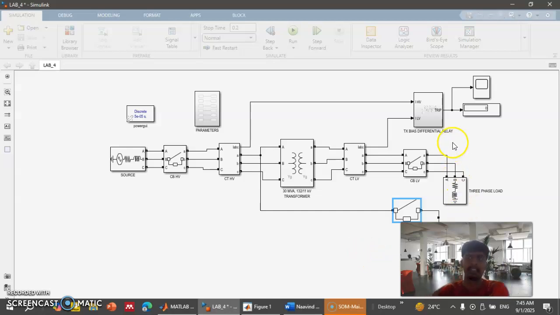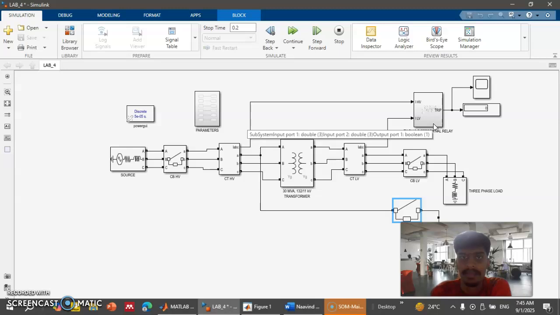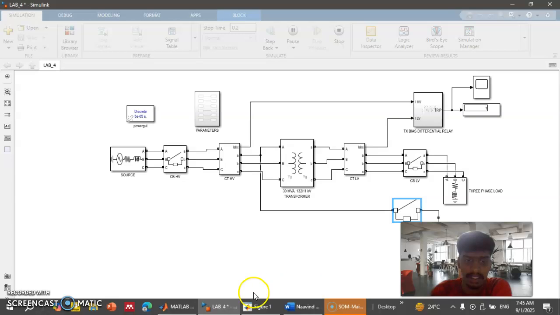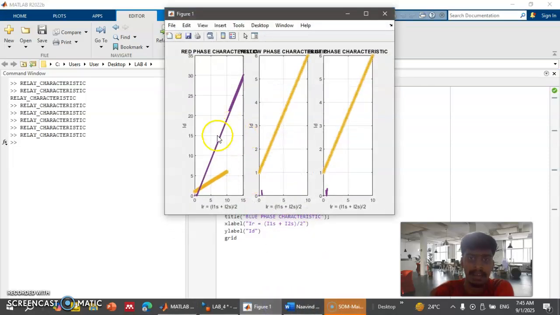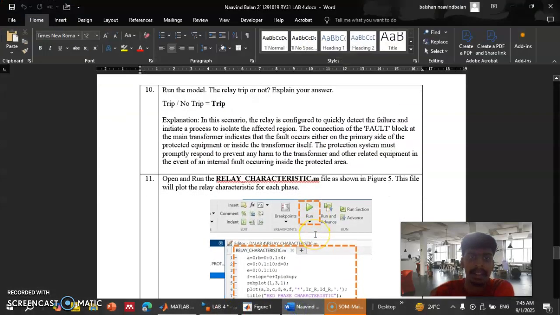Once I run the circuit, it shows 1. That means it got tripped. Over here, once I run the circuit, the IR is more than the ID, so there will be a trip.